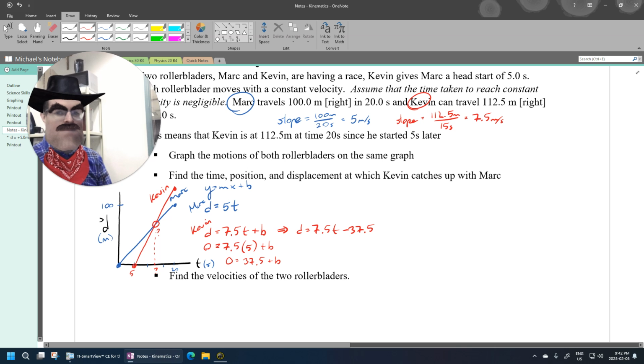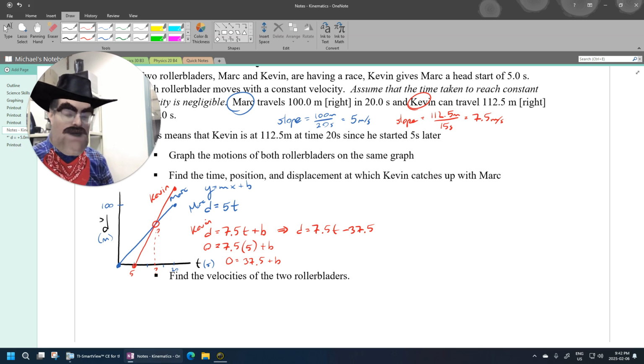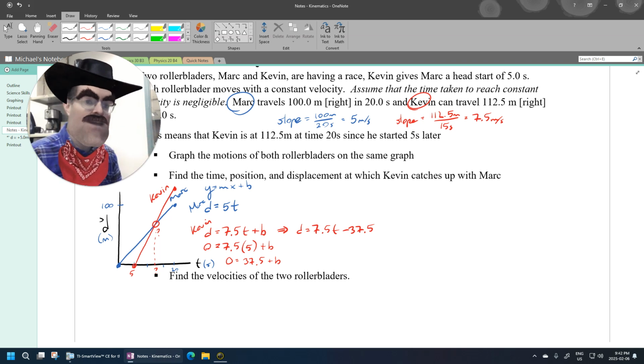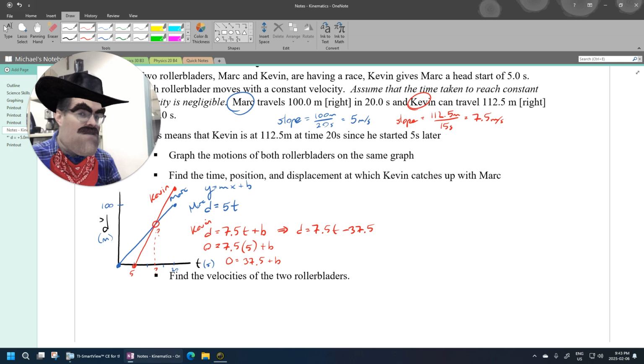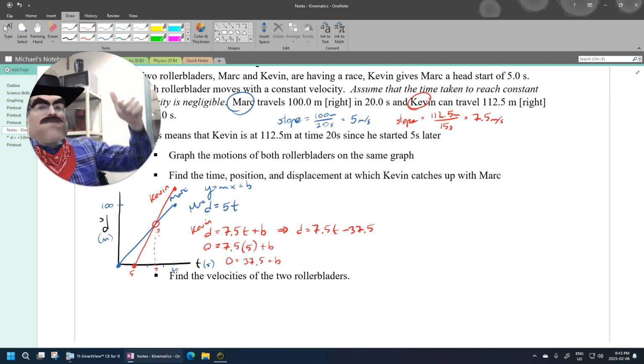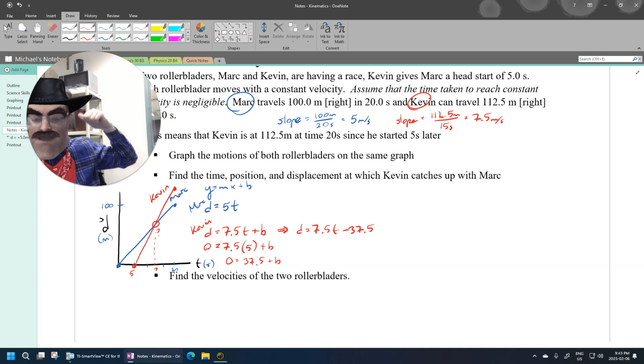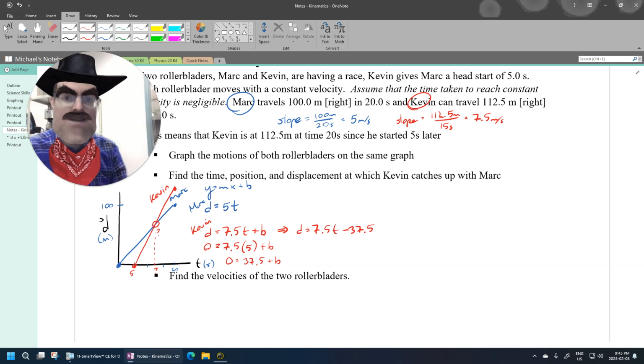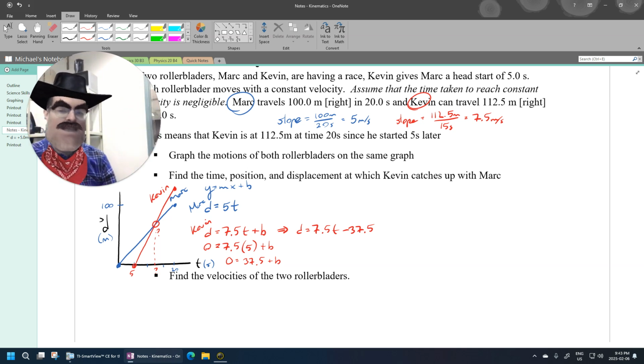What this means, if you think about it, is if they both started at the same time, rather than having a 5-second head start, giving the 5-second head start would be equivalent to having Mark just be 37.5 meters in front of you and start at the same time. So you're giving him a head start in terms of distance. Kevin would just be 37.5 meters backwards. They both start, and eventually they will catch up in the same spot. Okay? But that's not how they worded the question. They worded the question based on time.